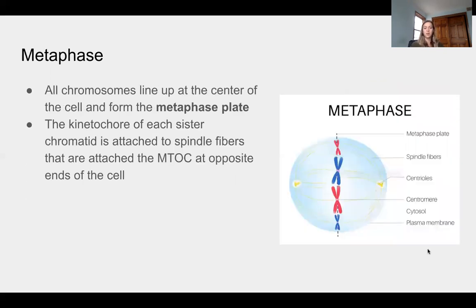All right, so metaphase, you can think of, they all line up in the middle, metaphase middle. That's a good way to remember that. The metaphase plate is what it's called. This is where the kinetochore of each sister chromatid is attached to spindle fibers on the MTOC of opposite ends of the cell. The MTOC, again, is the microtubule organizing center. That's where the microtubules are anchored. So that's the centrioles. It's essentially the same thing. This is where they attach. So they're getting ready to pull apart, but they're not pulled apart yet in metaphase. Just think metaphase middle. They line up right there on the metaphase plate.